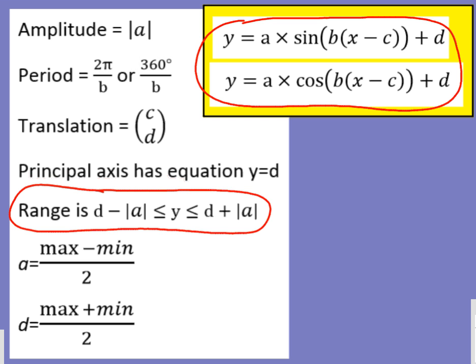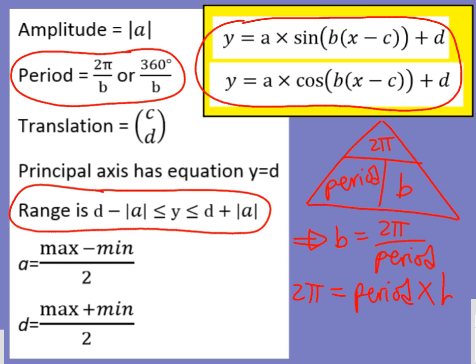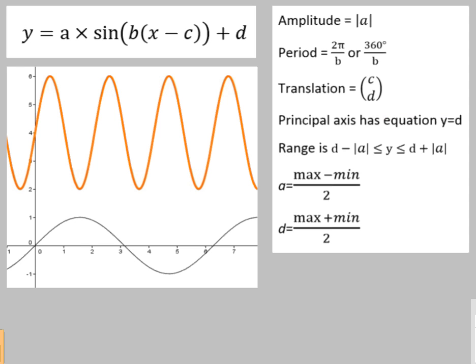And remember, the period, some people like to write relationships like that in a triangle, where we have period is 2 pi over b, and that tells us b is 2 pi over the period. And if you really want, it also tells you 2 pi is period times b. Okay, let's see a question.